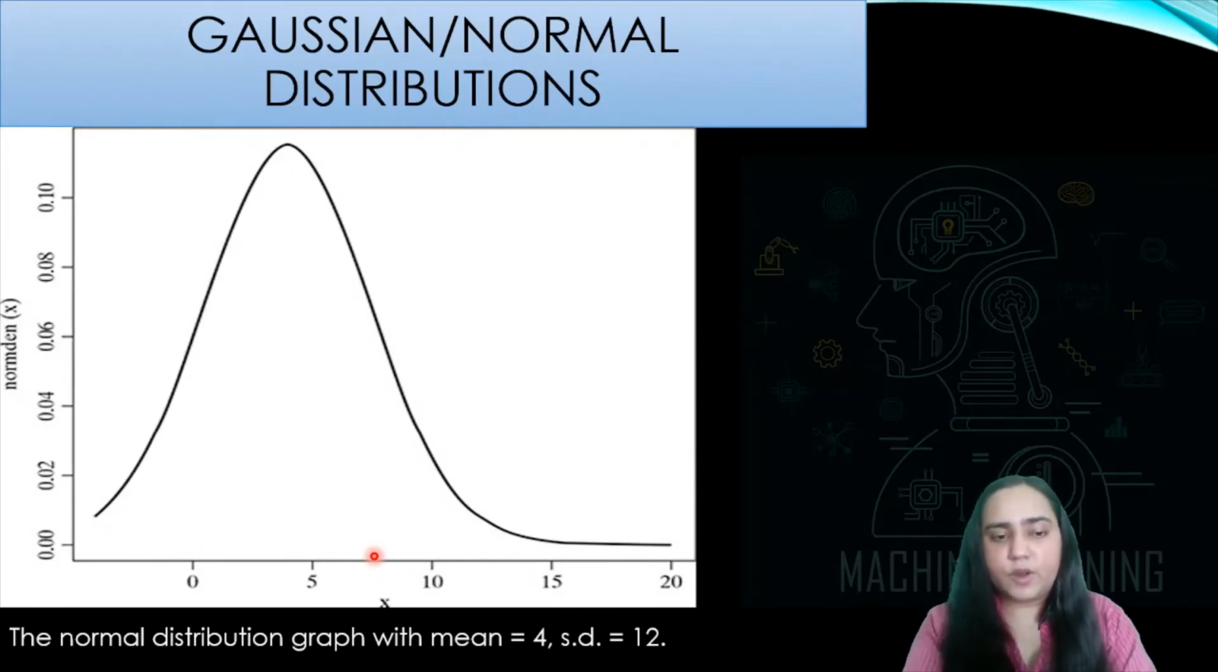And here is the graph of normal distribution with mean value as 4 and standard deviation as 12. So you can see this is a fairly bell-shaped curve, which has a symmetric kind of shape. If you draw a line in the middle, you'll notice it's almost similar on the left and right sides, and that is what a normal distribution looks like.